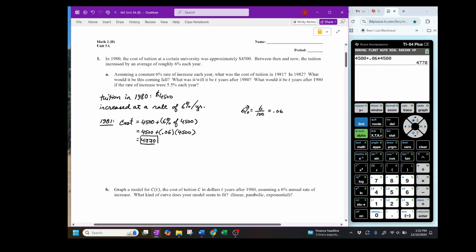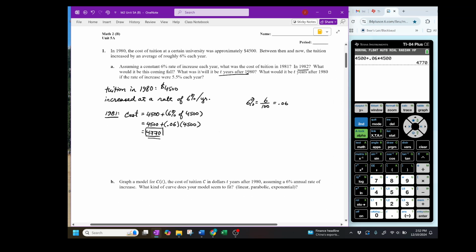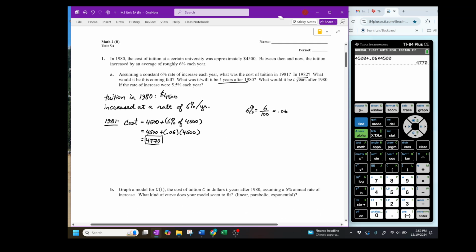So there we go. Now I also want to write this a slightly different way. Another way to think about this is totally fine, but then you have to do it for 1982 and for another year, and then it asks what it will be after T years. If you have to do this over and over, for the second year you now have to take 4,770 and add 6% of that. That can get cumbersome over time, so there's a shortcut for it.